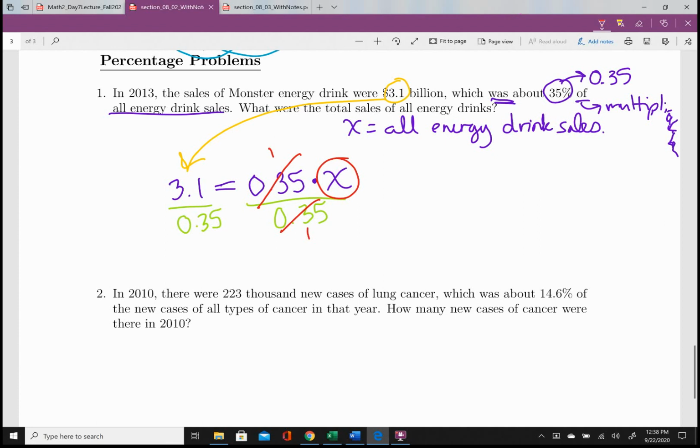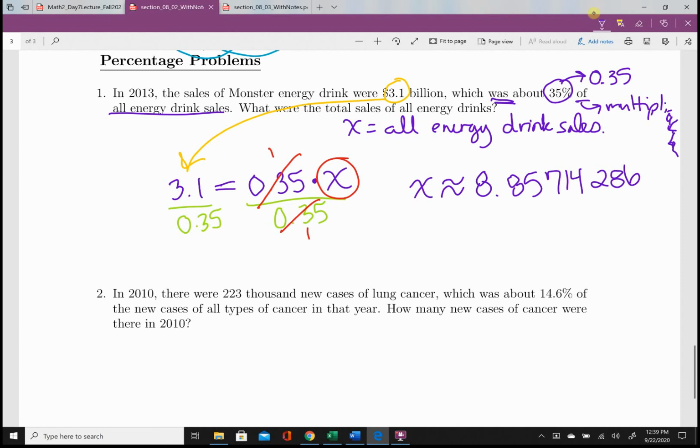3.1 divided by 0.35. Okay, so I'm getting 8 point. X is approximately, and this is what my calculator is giving me, 8.85714286. Obviously, I don't need all of this information. I just need to uphold the convention that's already been established here. We had billions of dollars rounded to the nearest one decimal place. So let's go ahead and do that as well.